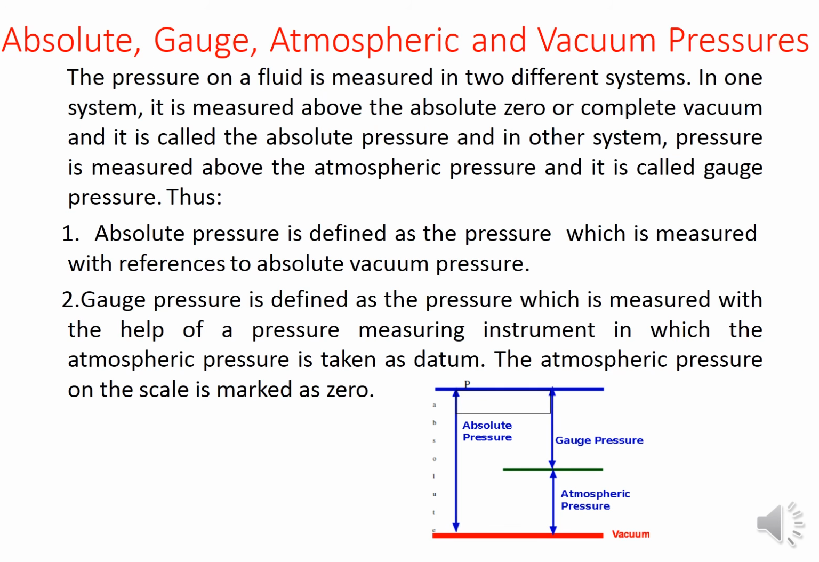Now absolute pressure, gauge pressure, and atmospheric pressure are some of the pressures. Here we can see, you directly come to this figure itself. Absolute pressure is defined as the pressure which is measured with reference to absolute vacuum pressure. Gauge pressure is whatever you are measuring with an instrument; that is nothing but gauge pressure. So absolute pressure is equal to gauge pressure plus atmospheric pressure, which is above the vacuum.